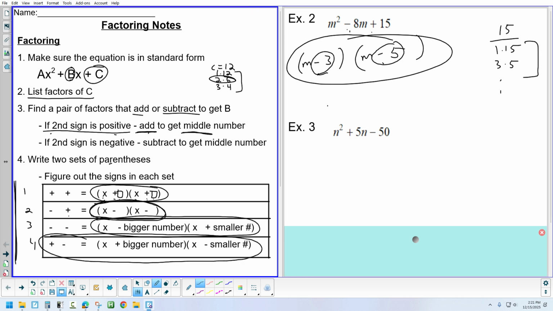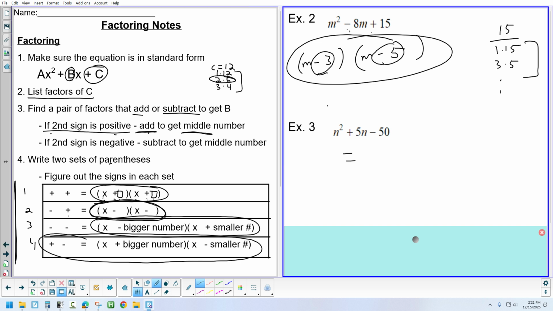Okay. So this one tells us you need x plus something and x minus something, but we're going to have to figure out which number is which. Now we're not using x. What letter are we using? n. So I'm going to do n plus something, and I'm going to do n minus something. At least up to this step, there's no guessing. You don't have to guess anything.